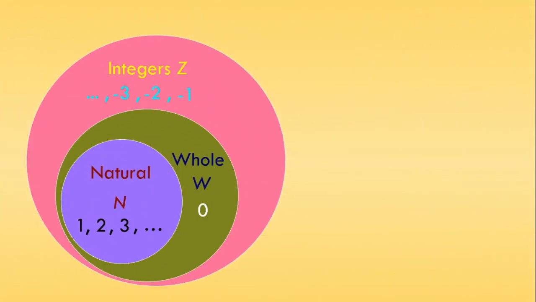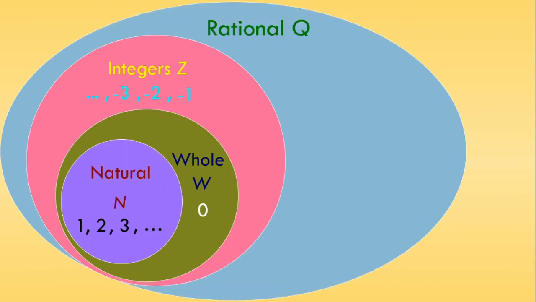And these entire sets, integers, fractions, and decimals are called rational numbers. Therefore, a rational number is a number that can be expressed as a ratio of two integers in the form of P/Q, with Q not equal to 0. For example, the fraction 1/3 is a rational number since it can be expressed as a ratio of two integers 1 and 3.